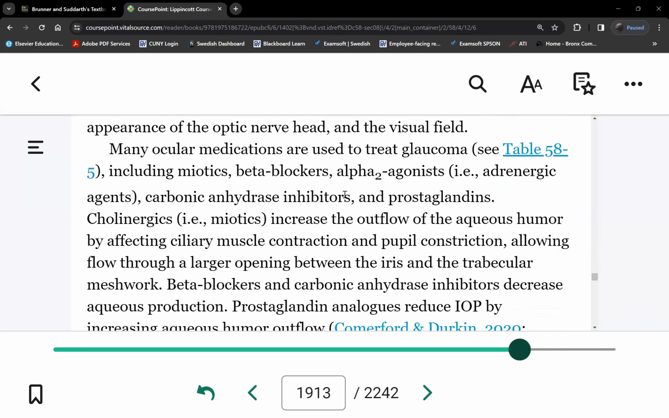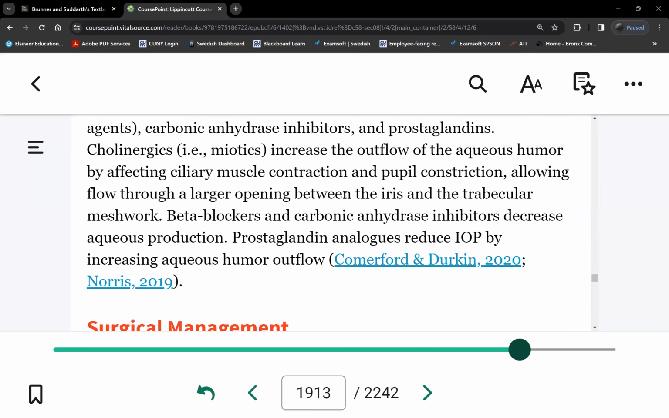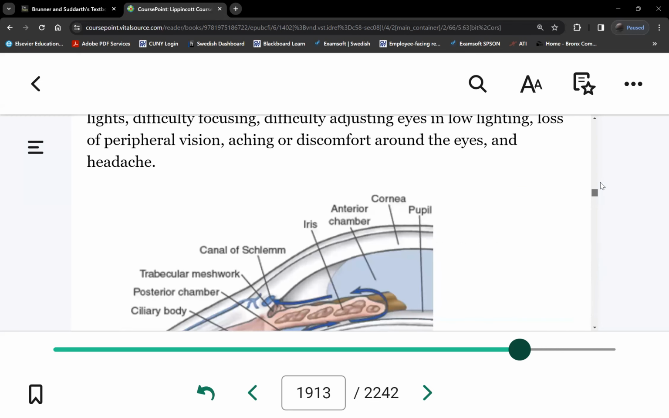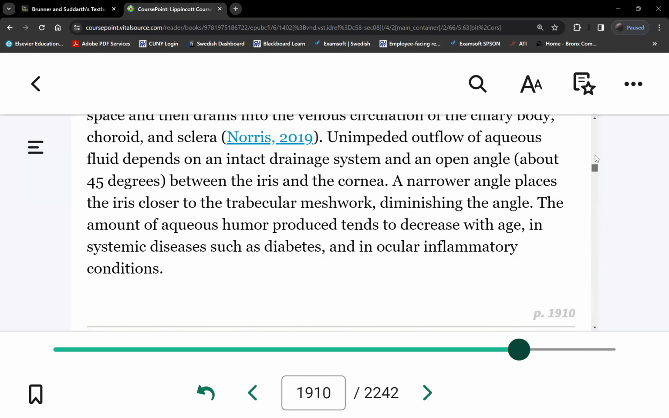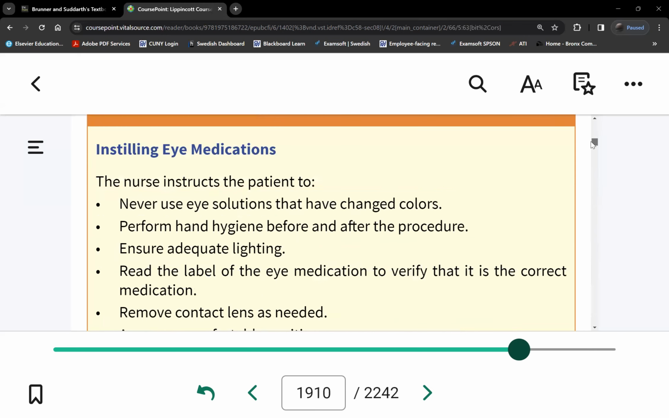Teaching again is on how to administer eye drops, correct? So you go back to the chart on the previous page, well, it was on this page actually. Sorry. It was up here and before glaucoma. Right here, chart 58-5. Okay.